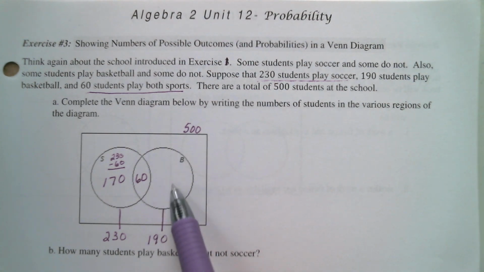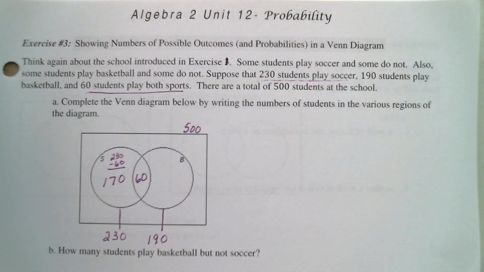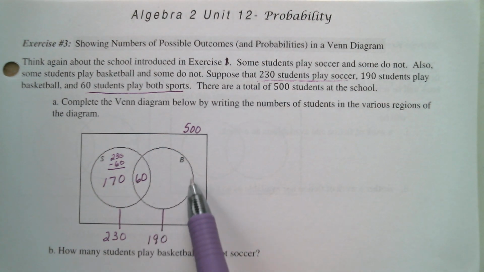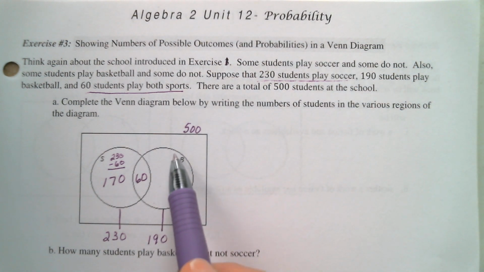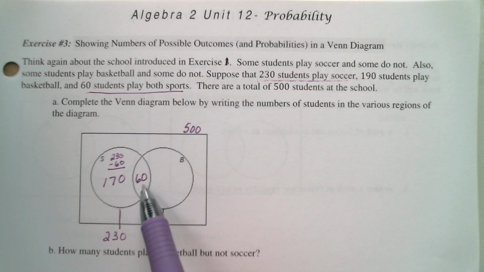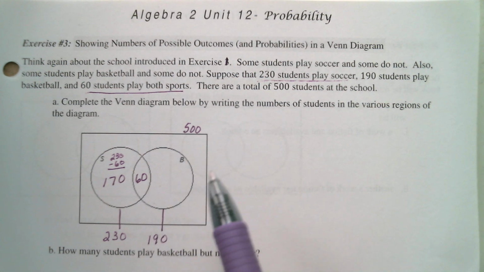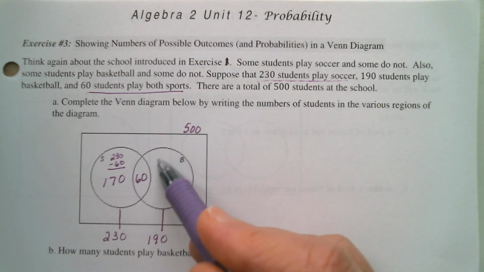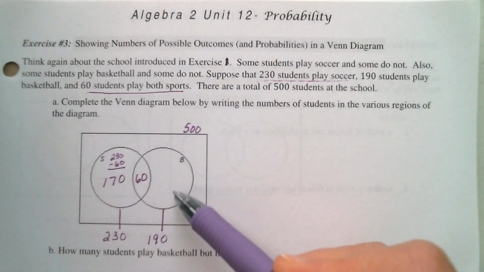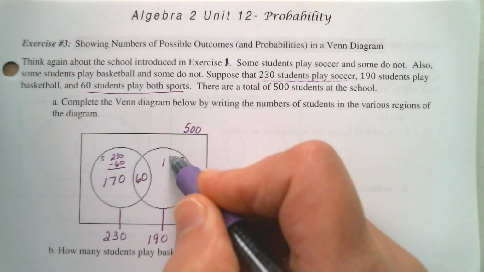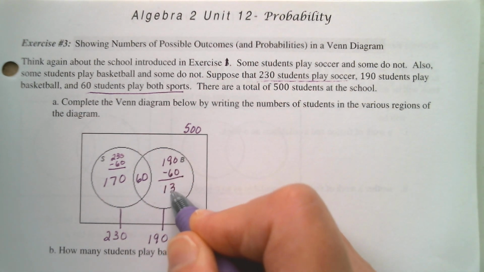What about this piece of basketball? This portion of the circle for basketball? Well, if 190 students play basketball and 60 of them also play soccer, then how many just play basketball only? You would take the 190, the whole circle, minus this portion would leave you with the remaining portion. So 190 minus 60 is 130.